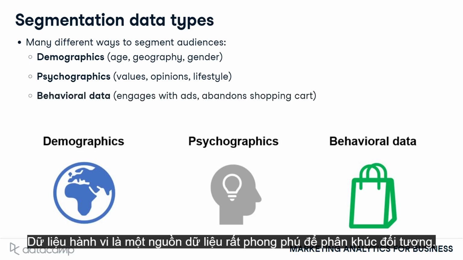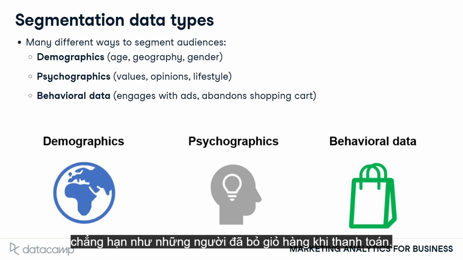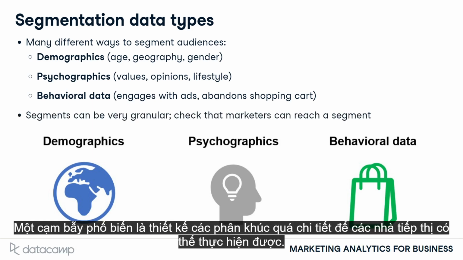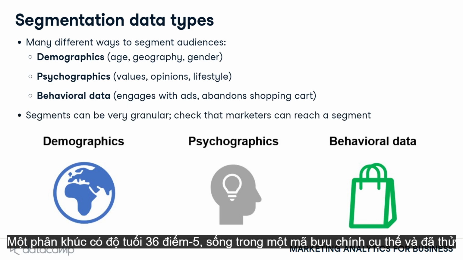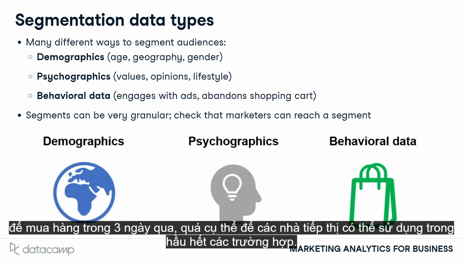Behavioral data is a very rich source of data for audience segmentation. Analysts can separate customers that engage with ads or people that abandon the shopping cart during checkout, for example. A common pitfall is designing segments that are too granular to be actionable for marketers. A segment that is age 36.5, lives in a specific postal code, and has tried to purchase in the last 3 days is too specific for marketers to use in most cases.